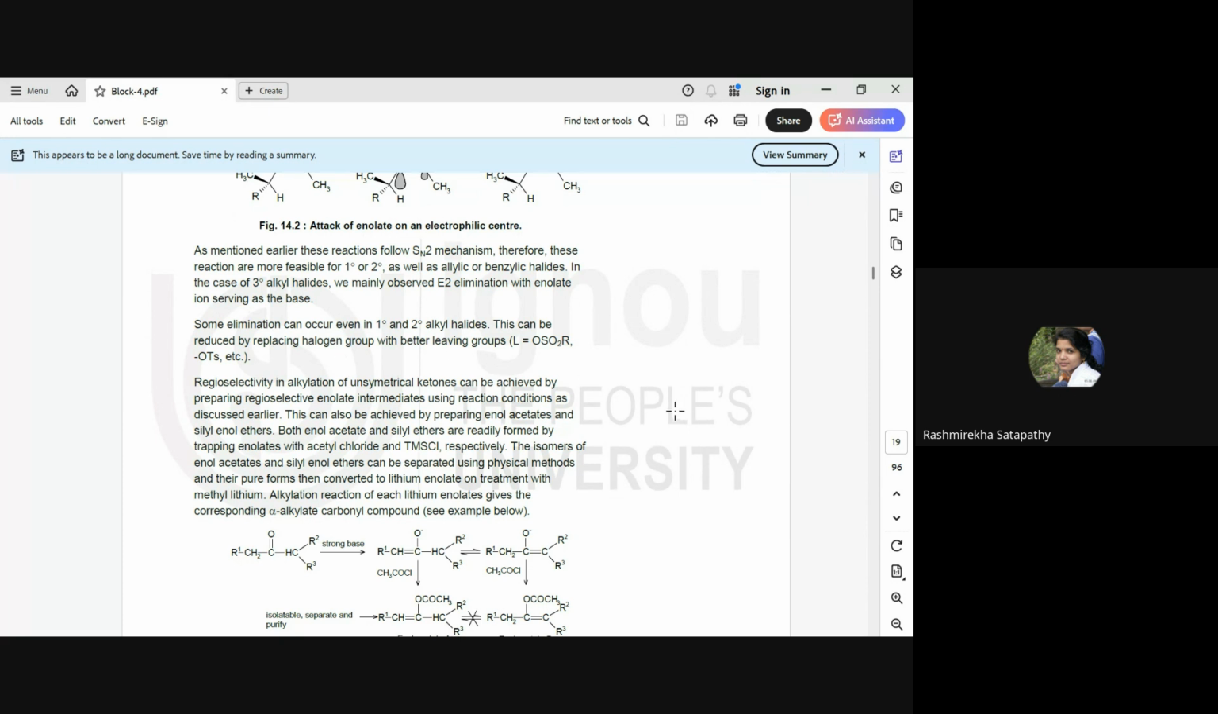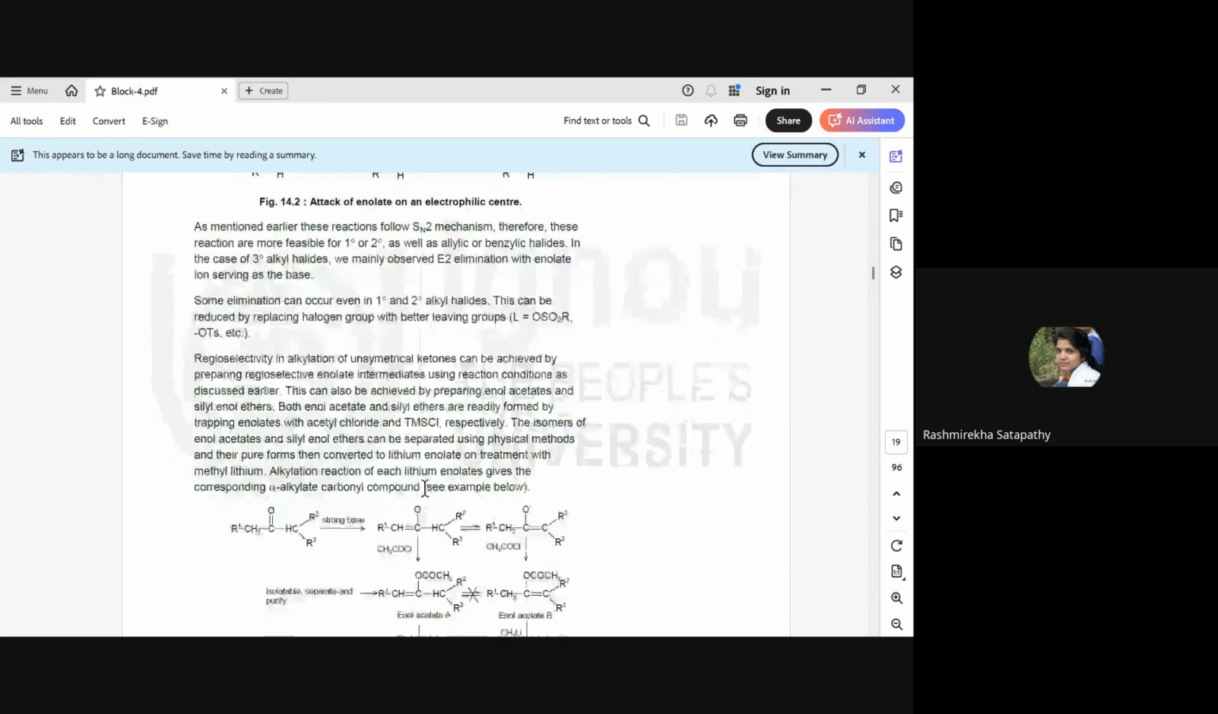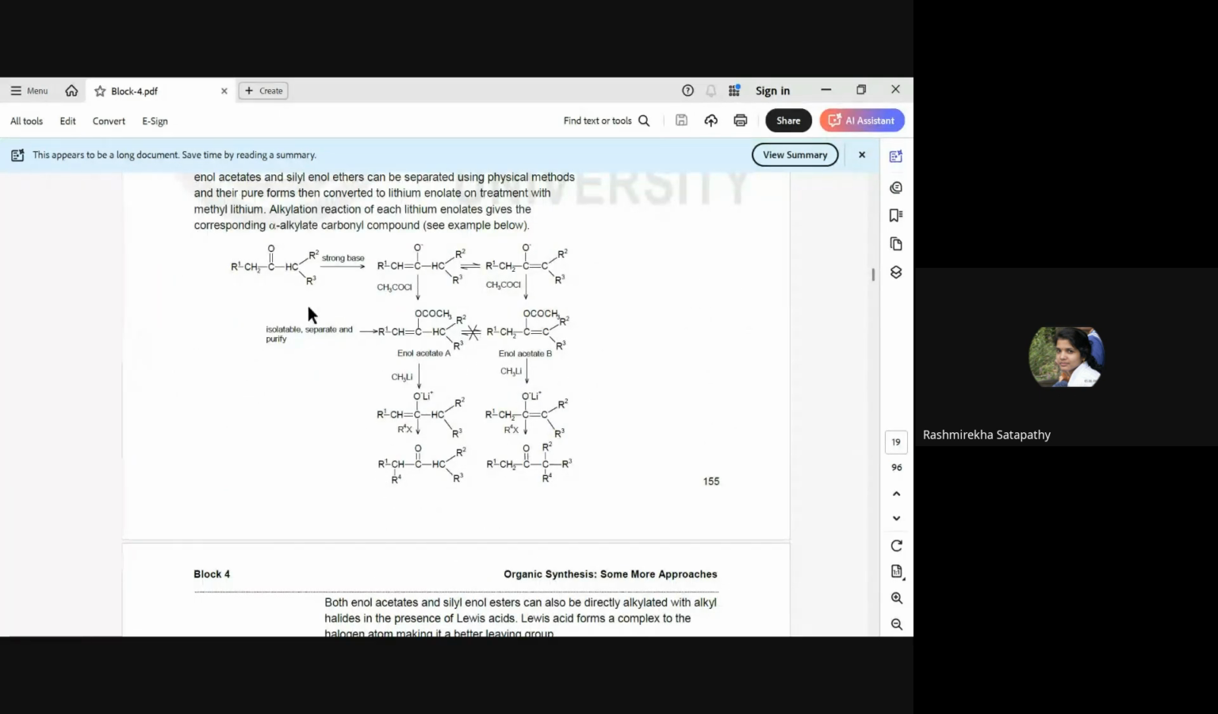Regioselectivity in alkylation of unsymmetrical ketones can be achieved by preparing regioselective enolate intermediates using the reaction conditions as discussed already. This can also be achieved by preparing enol acetates and silyl enol ethers. The isomeric enol acetates and silyl enol ethers can also be separated using physical methods. This keto compound in the presence of strong base forms this compound. This is the resonance structure of this compound.